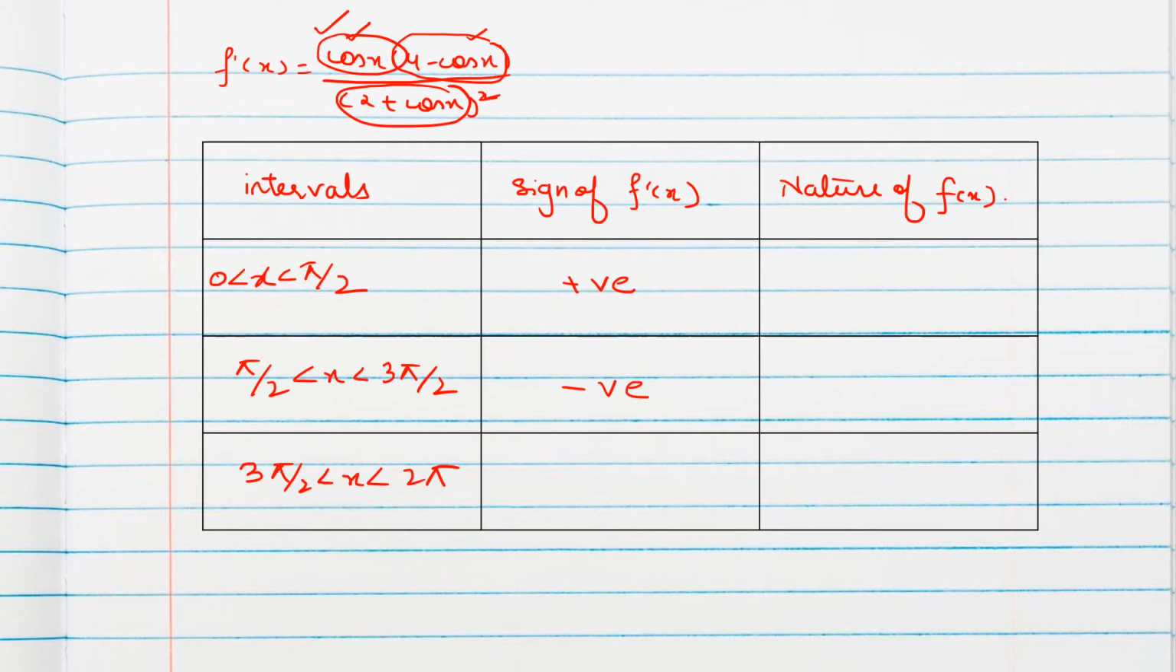And 3 pi by 2 to 2 pi means the fourth quadrant. In the fourth quadrant cos x is positive, so this function will be positive. So f dash of x is positive means the nature of f of x will be increasing.